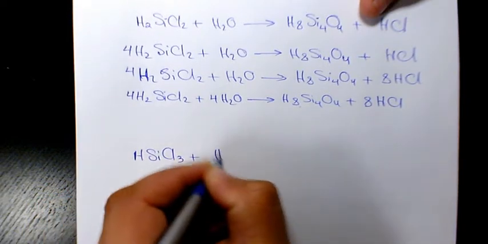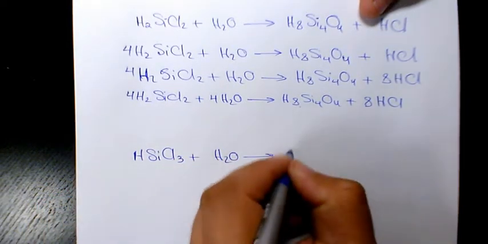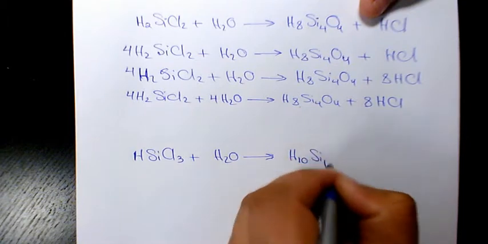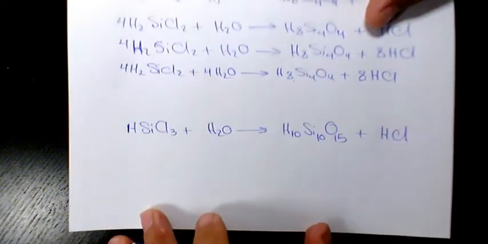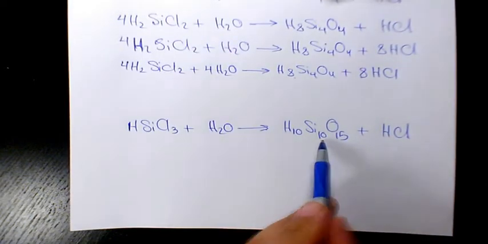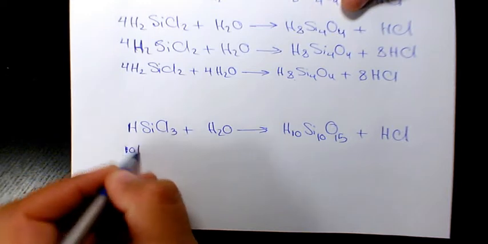HSiCl3 plus H2O gives us H10Si10O15 plus HCl. So we have 10 Si. We need to have 10 there too.